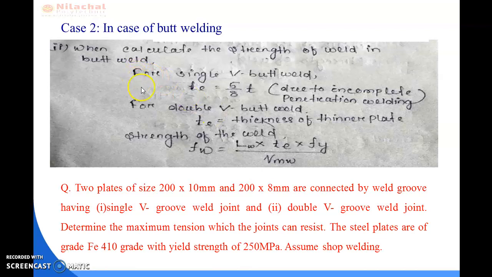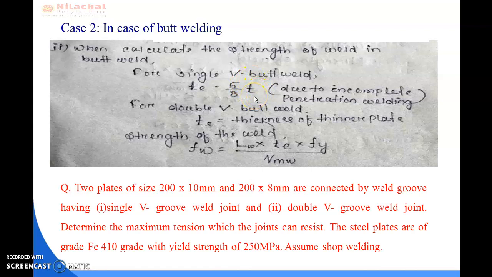According to these two types of welding, the value of throat thickness is different. While we consider the single V-butt weld, that means the case of incomplete penetration welding, the throat thickness of the welding we consider as 5/8 of the thickness of the thinner plate.